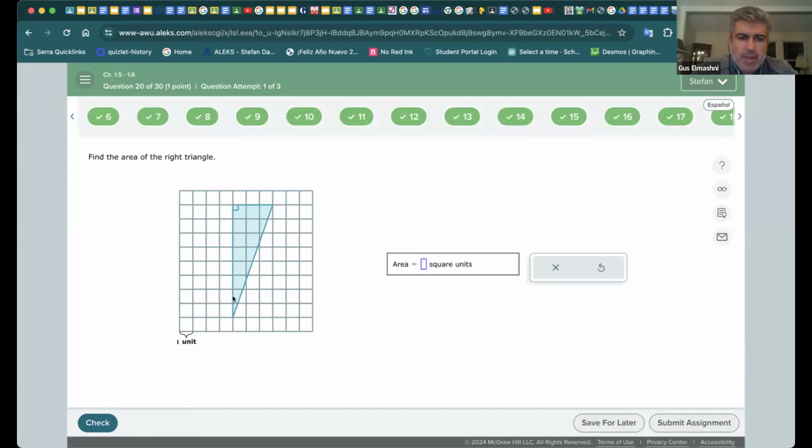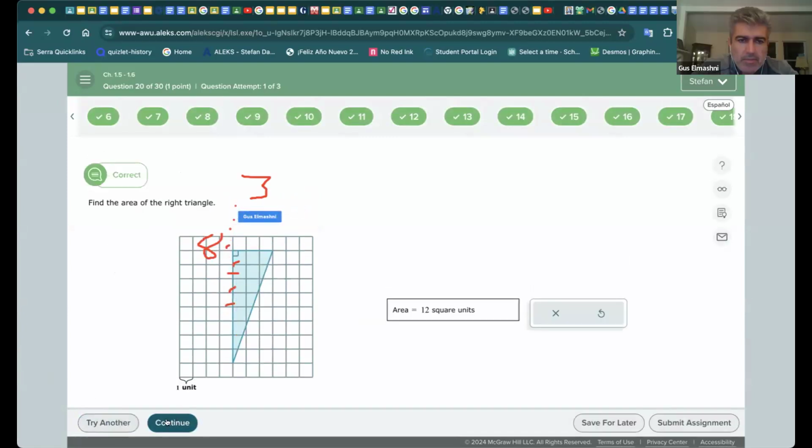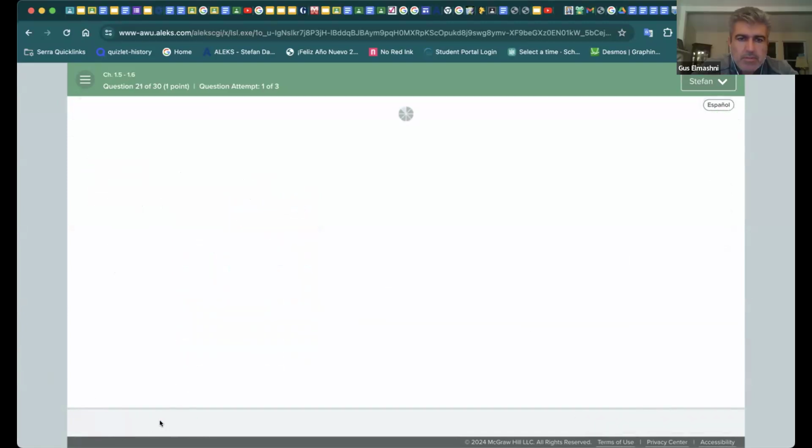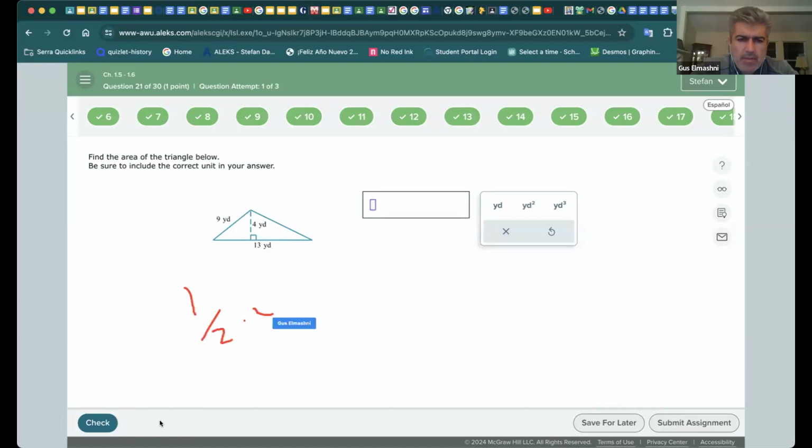Just count: 1, 2, 3, 4, 5, 6, 7, 8. You do half of 8 times 3. 4 times 3 is 12. So it's 13 times 4, so 1/2 times 4 times 13. So that should be 26.